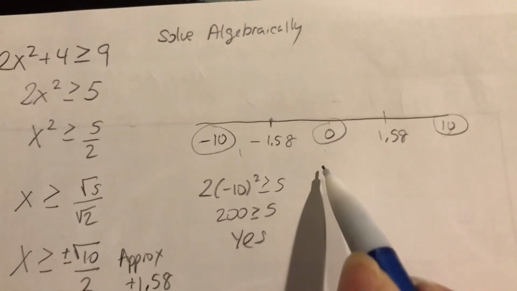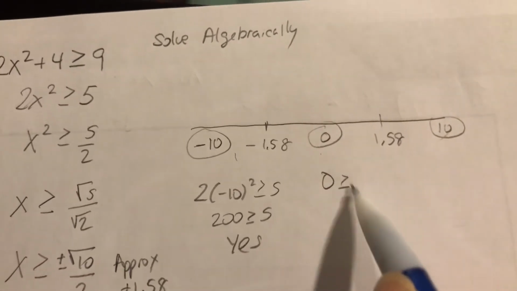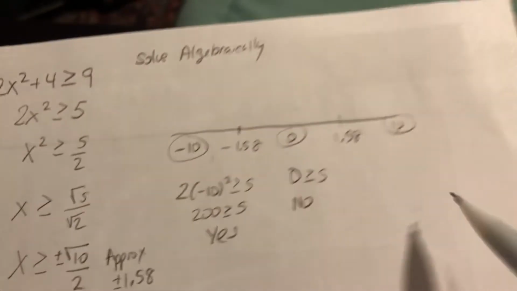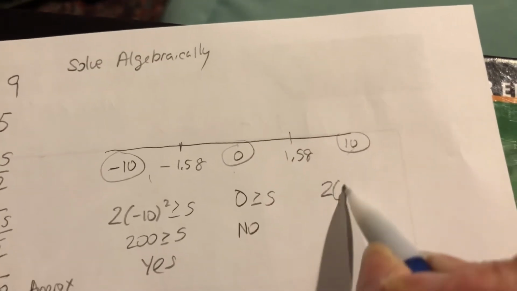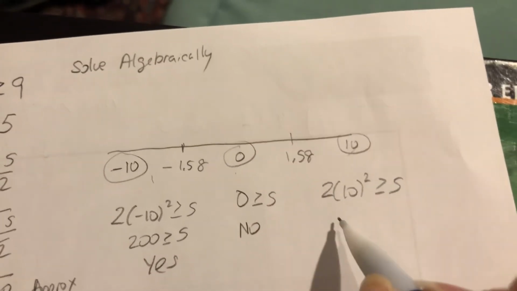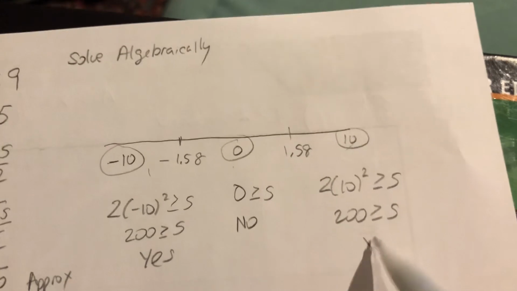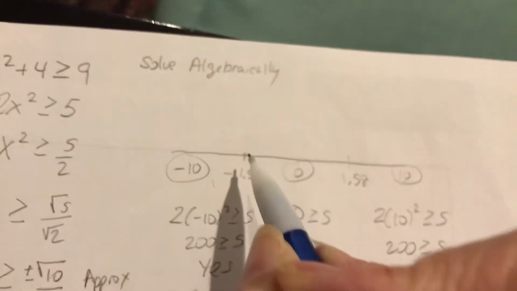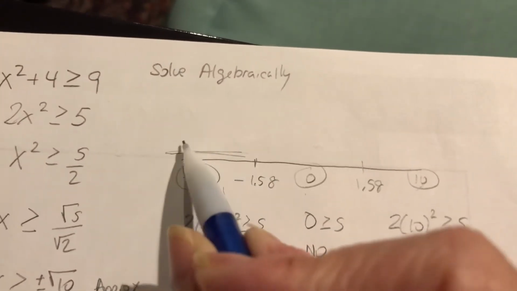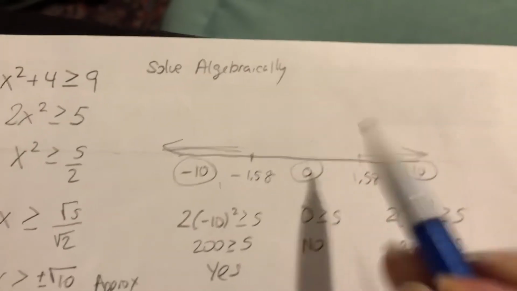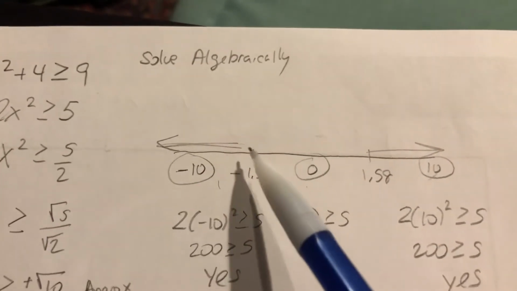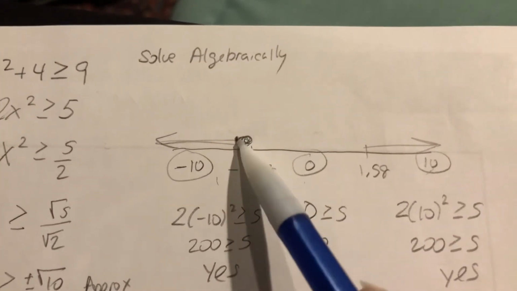If I put 0 in there, is 0 greater than or equal to 5? No. If I go ahead and put a positive 10 in there, is 200 greater than or equal to 5? Yes. So my solutions fall here and here. Is it open or closed circle? Well, because it's greater than or equal to, it's closed circle.